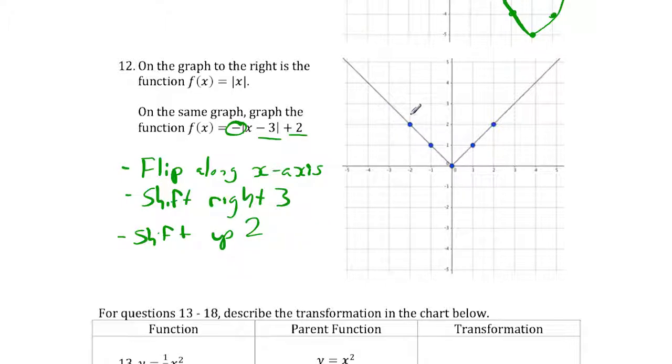So for these points, I can shift to the right 3, so 1, 2, 3, go up 2, 1, 2, and here my y value is at positive 4. So at 1, 4, now I'm at negative 1. Sorry, positive 1, negative 4. So 1, negative 2. Actually, you know what? Sorry, we should flip it first.